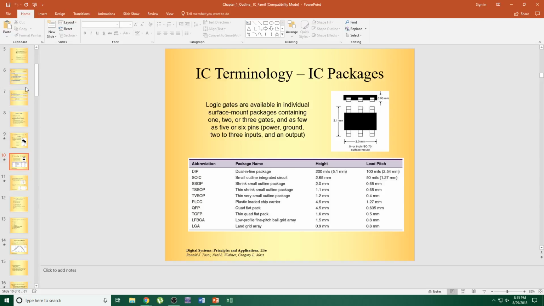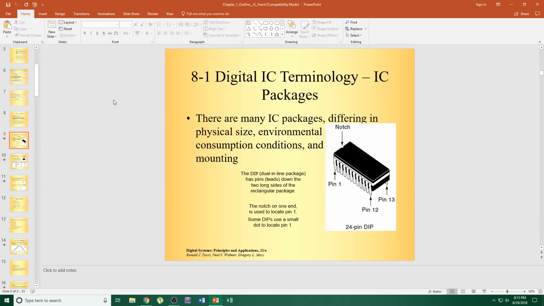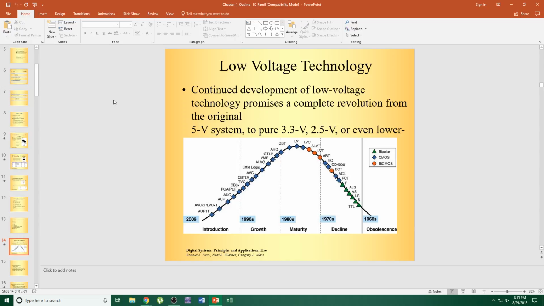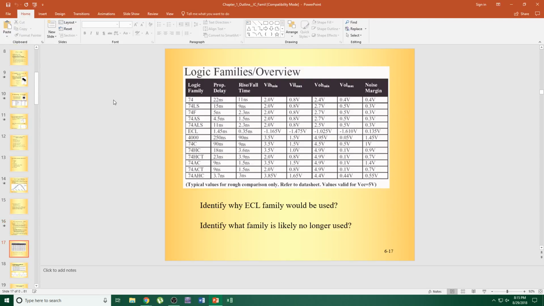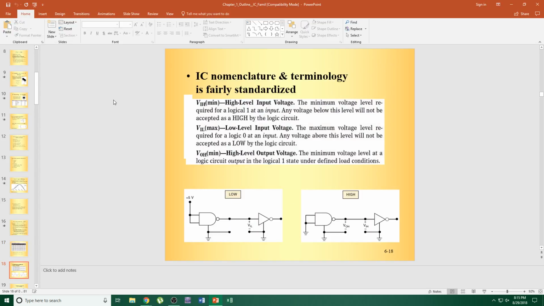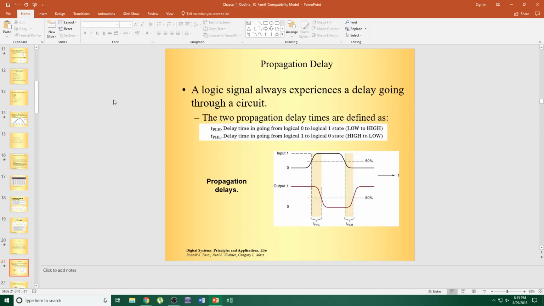Where does he talk about timing diagrams? Let's look for that. Guess propagation delay.